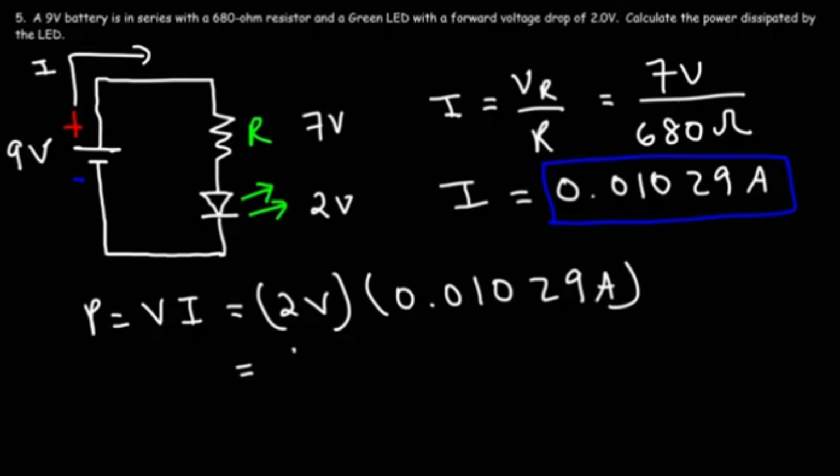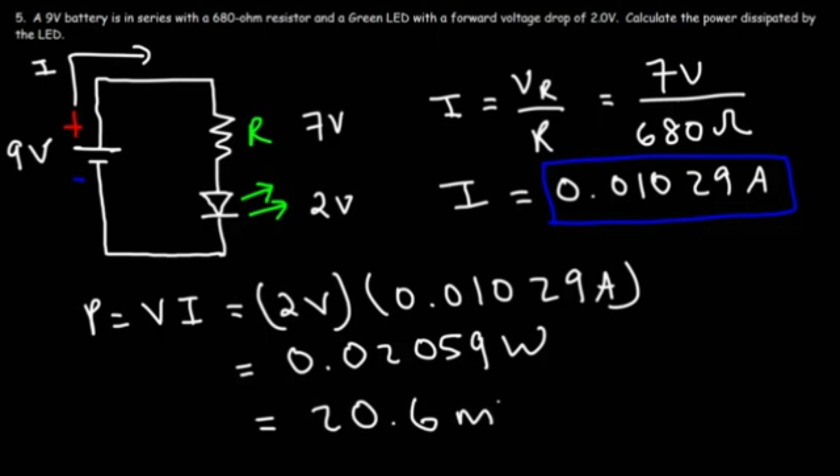So the power dissipated is going to be 0.02058. Multiplying that by 1,000, we can say this is approximately 20.6 milliwatts. So that's the power dissipated by the green LED.